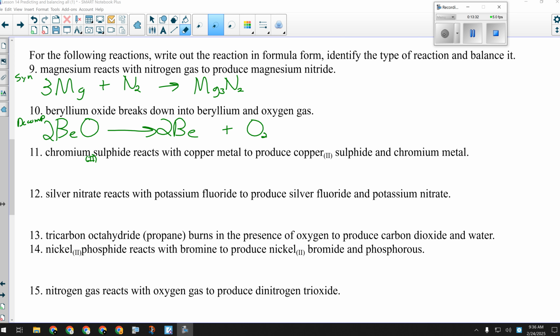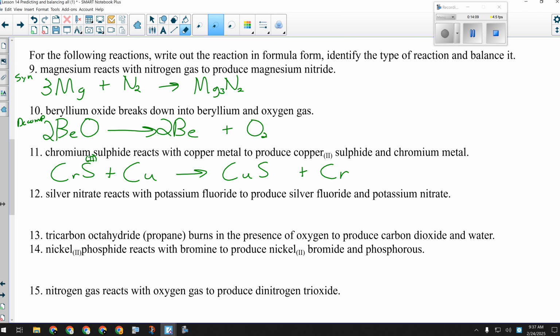All right, so on number 11 here, we have chromium 2 sulfide, so Cr, and it's the 2+ type. And it's with sulfur, which is a -2, so that compound is fine the way it's written, dropped and swapped. It's reacting with copper metal, so Cu. And that is going to produce copper 2 sulfide, so that's going to be Cu with the 2+ charge, with sulfur, which is a -2. So that's also fine the way it's written. And chromium.